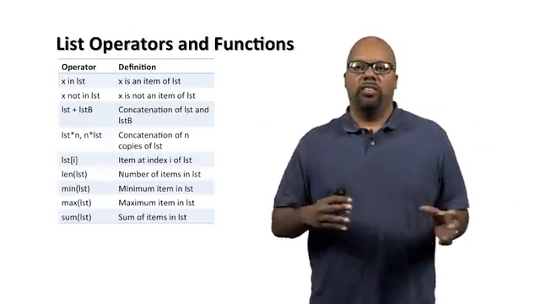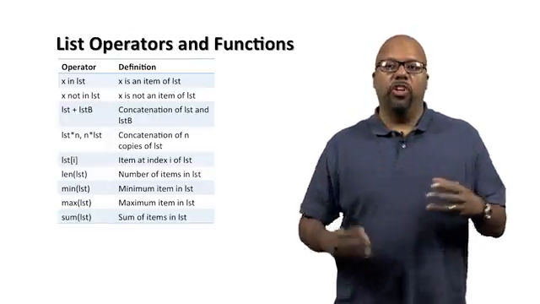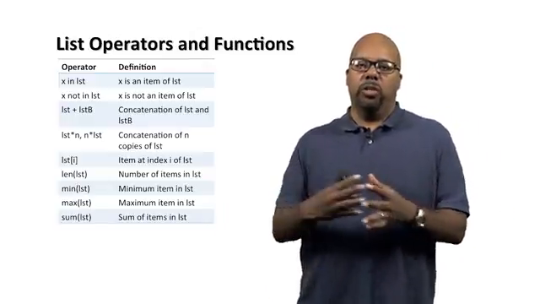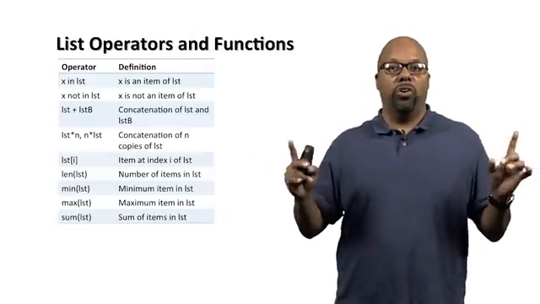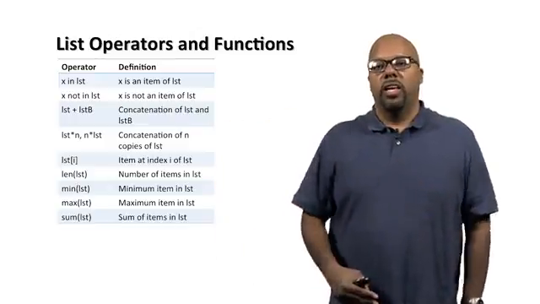list plus list b. So list and list b are 2 lists. If you add them together, you're concatenating the lists. So you're taking all the elements of the first list and the second list and putting them together into one big list. And they're in order. So the first list's elements are first, then the second list's elements come next.